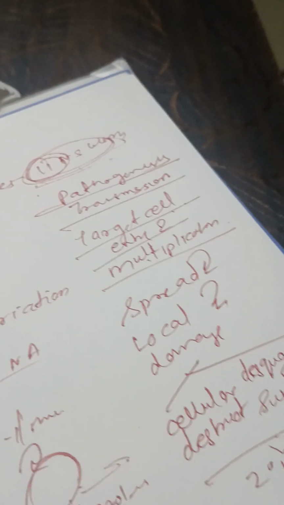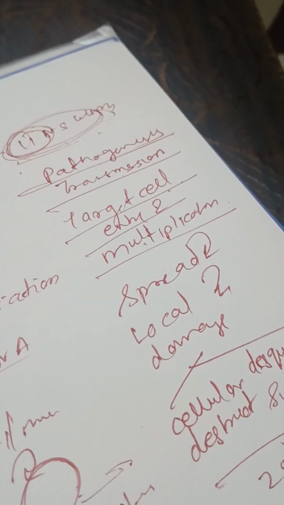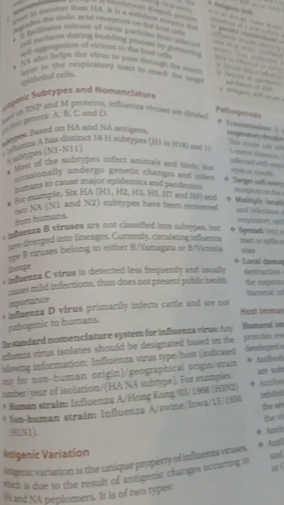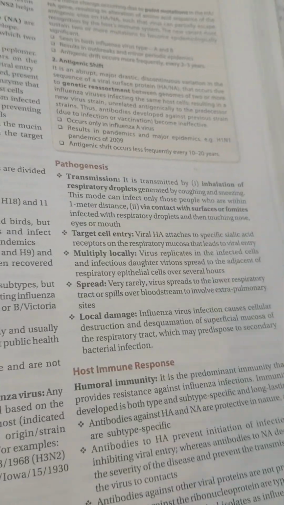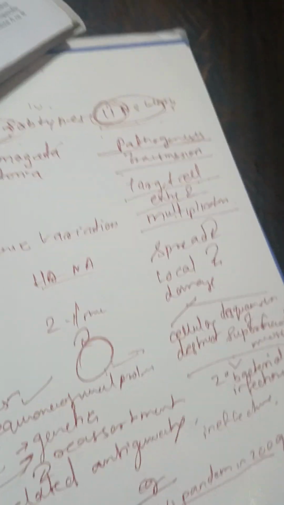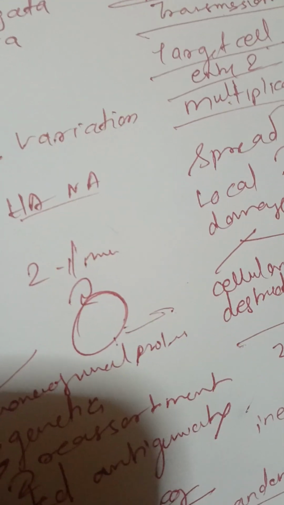So we discussed basically the virus introduction and morphology, then the antigenic subtypes and nomenclature, then antigenic variation, and then the pathogenesis of the influenza virus. So basically this was a summarized form of influenza virus.